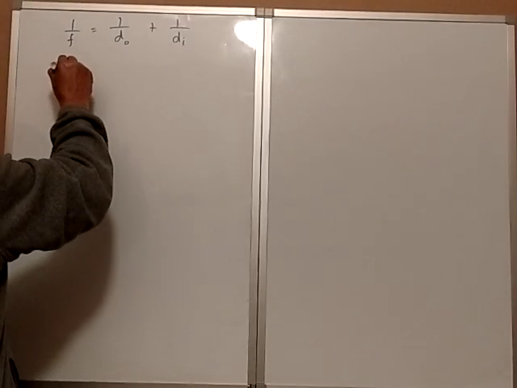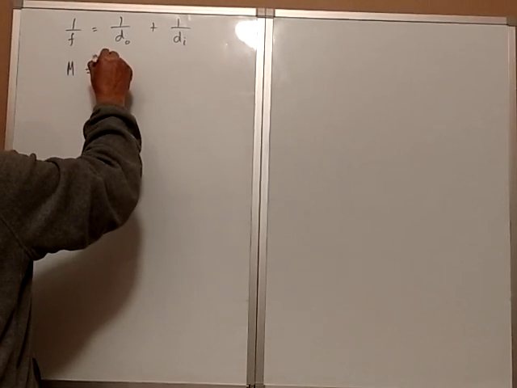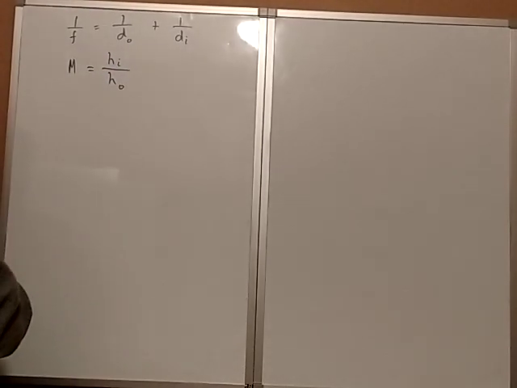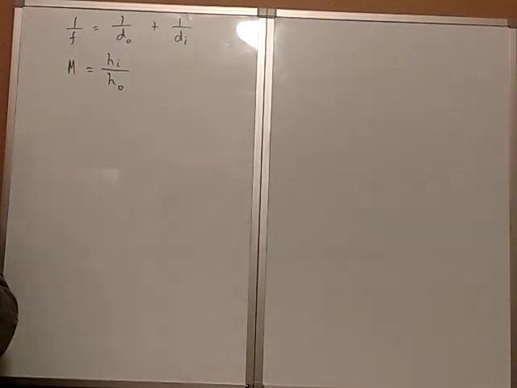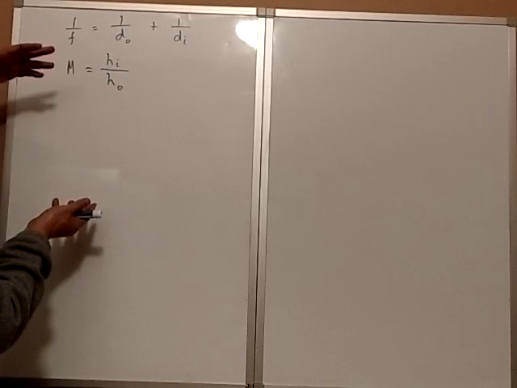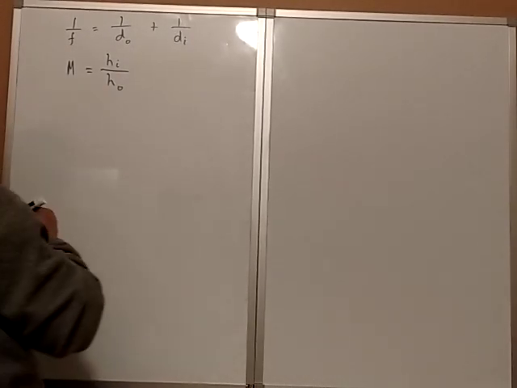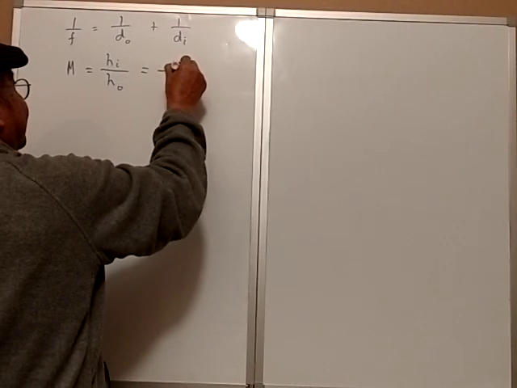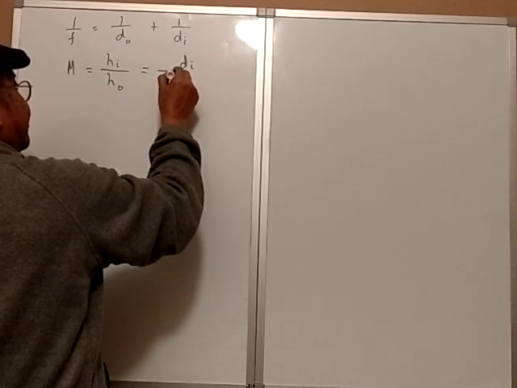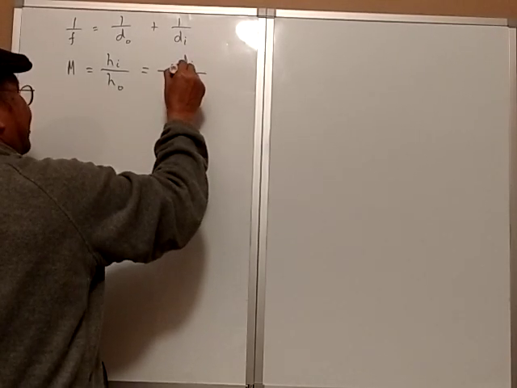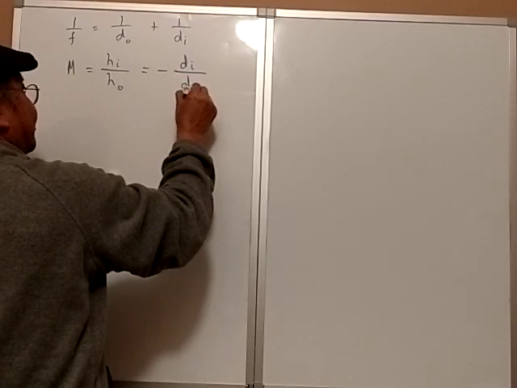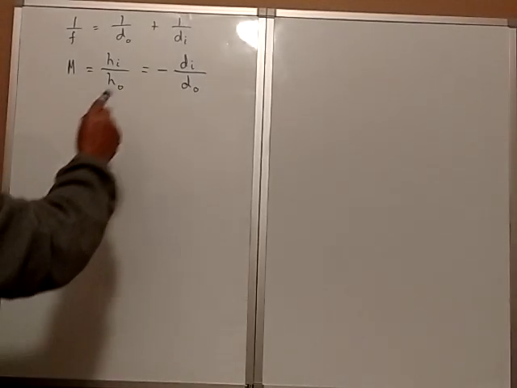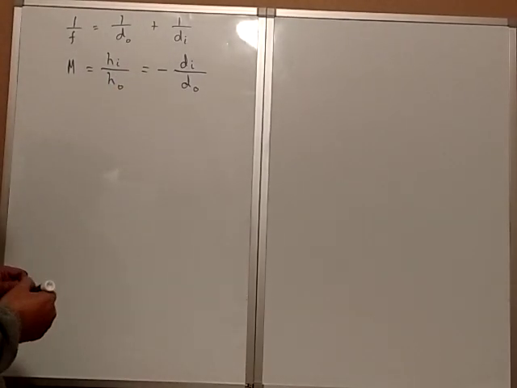Then the magnification m is equal to h sub i, the height of the image, divided by h sub o, that's the height of the object. Of course that makes sense, because magnification means you want to know how big the image is compared to the object. And then we have negative d sub i, distance of the image from the lens, divided by d sub o, that is the object distance from the lens, alright? So I'll explain to you about this negative sign later.